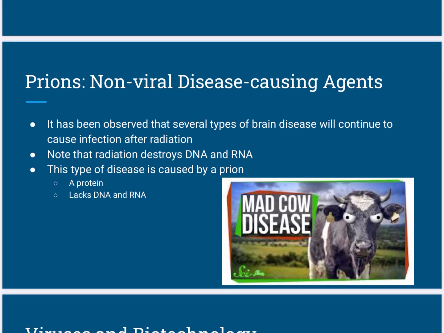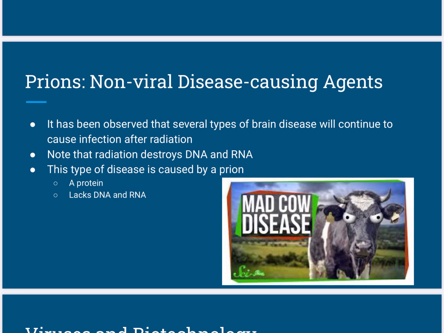Prions are neither bacteria nor eukarya, not prokaryotic. They're not viruses, they're not retroviruses. They've had scientists stumped for a while. So it's been observed that there are several types of brain diseases specifically that will continue to cause infection even after radiation. And the interesting thing about radiation is it destroys the DNA or the RNA. So if it were a virus dependent on its DNA to be replicated, then these specific diseases should be cleared with radiation because you've just cleared all the DNA. But that's not happening for some of these diseases.